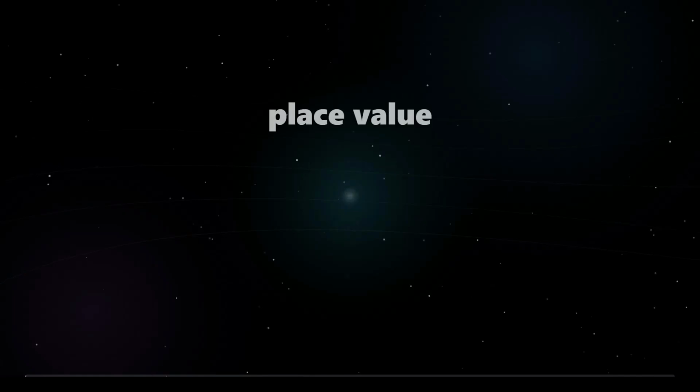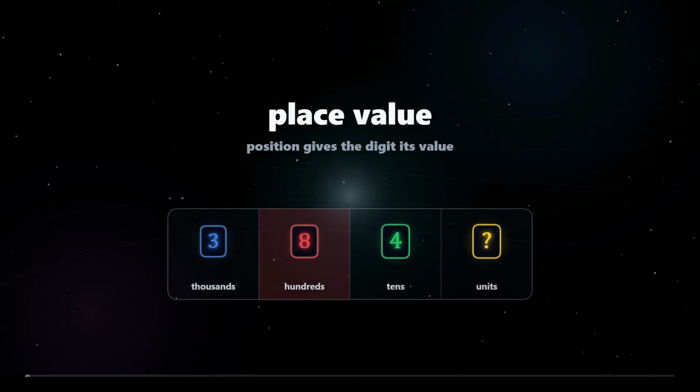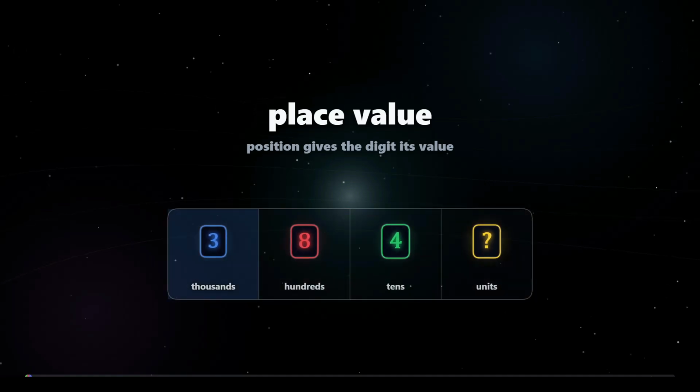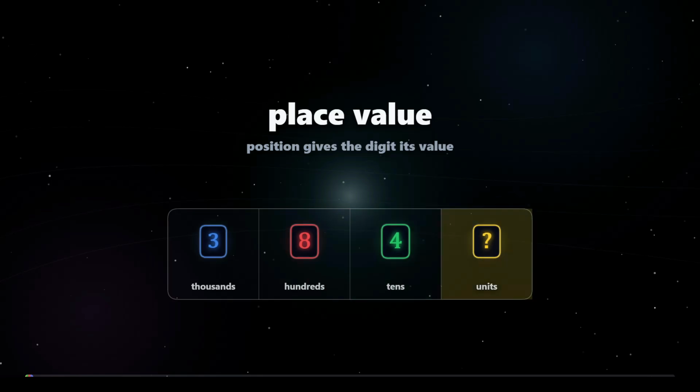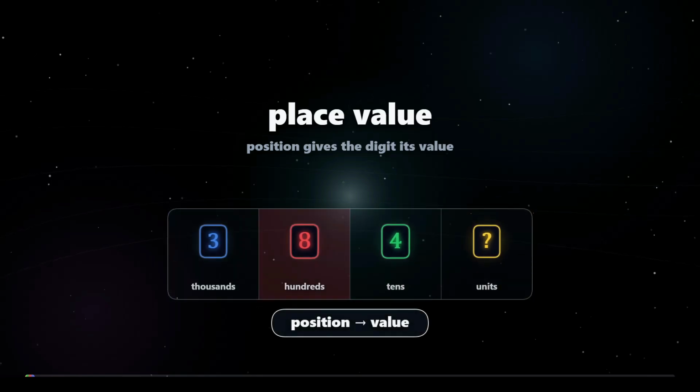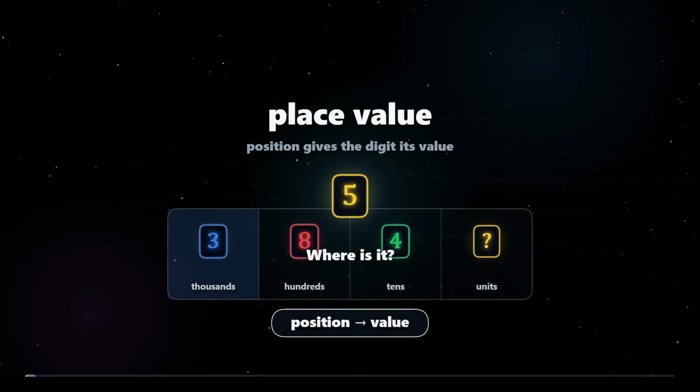Hello! Today we're going to make place value clear, useful, and much easier to see. A number is not just a row of digits. Every digit has a position, and that position gives the digit its value. That is the key idea. Do not trust a digit until you know where it is standing.